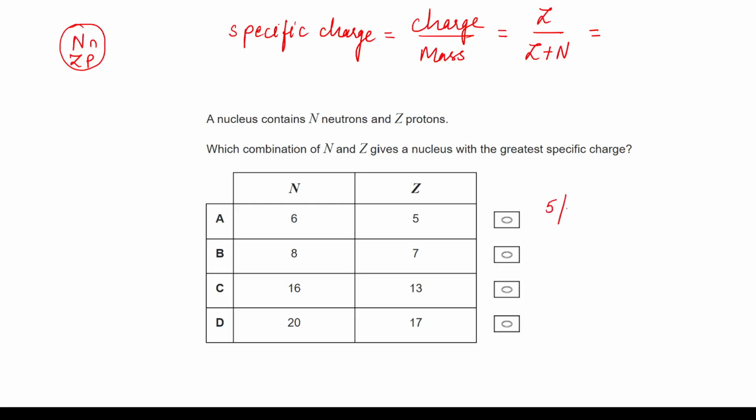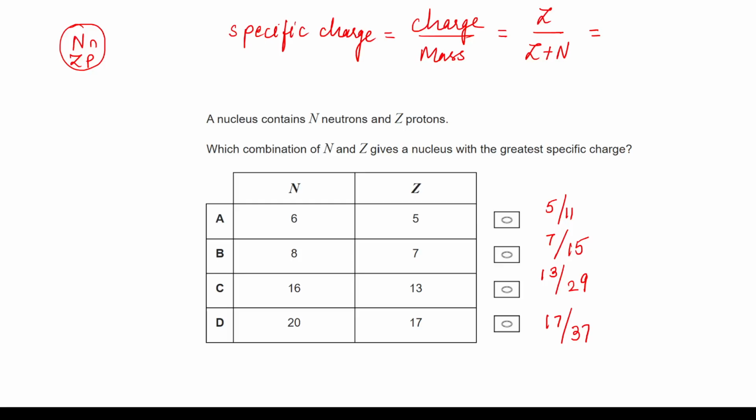This is giving me 5 by 11. This is giving me 7 by 15. This is given by 13 by 29. And this is giving me 17 by 37. So you get it. What I'm doing is I need the ratio of Z upon Z plus N, because mass is given by Z plus N. Okay, now you can use a calculator. I'm going to use mine to see which one is the highest.